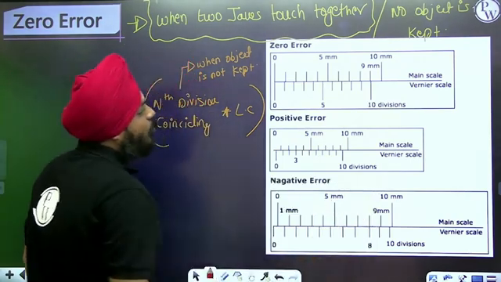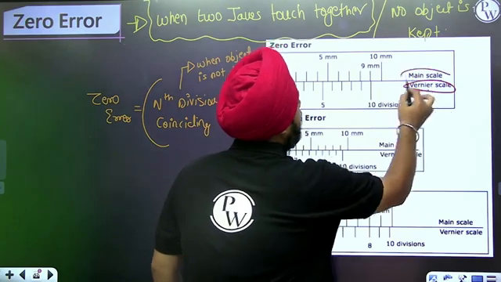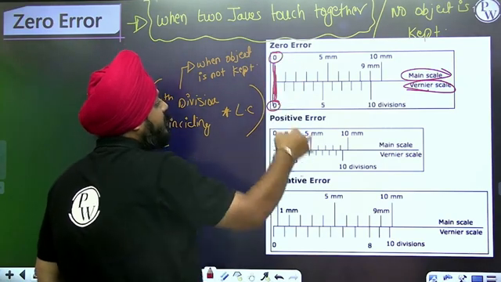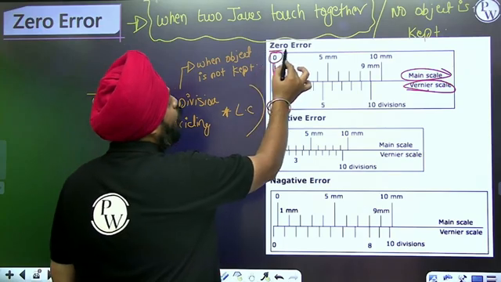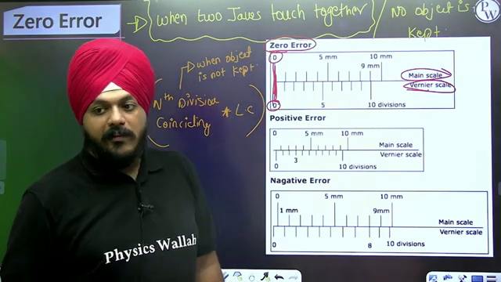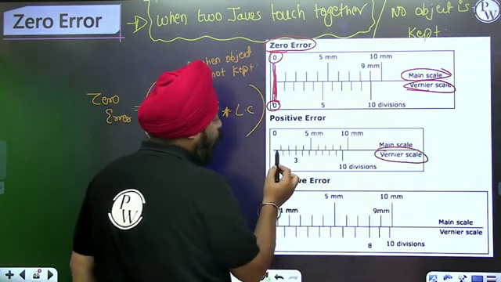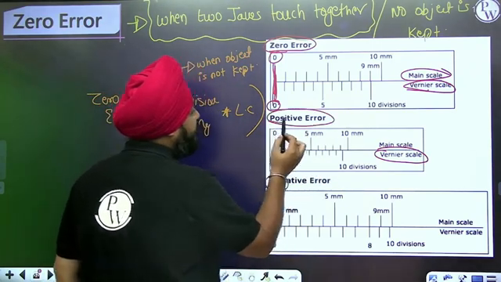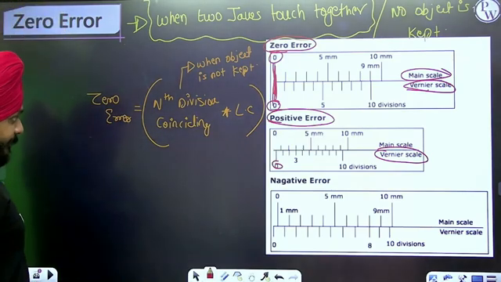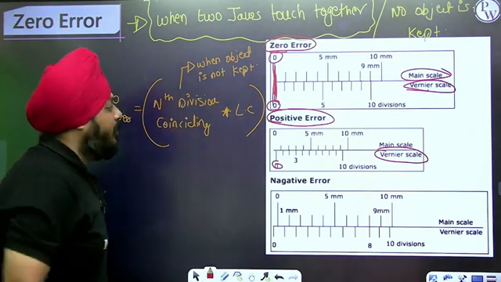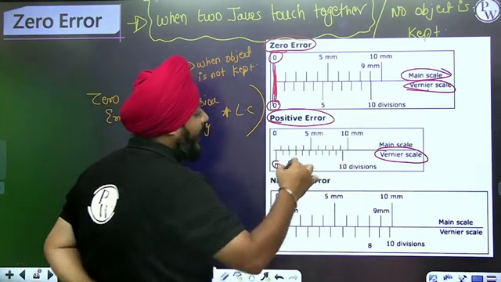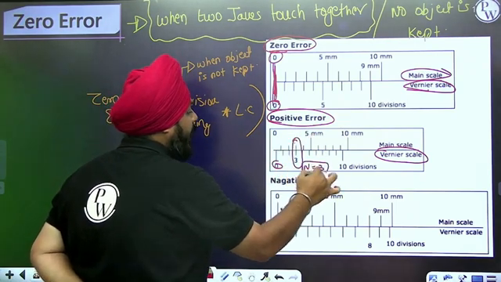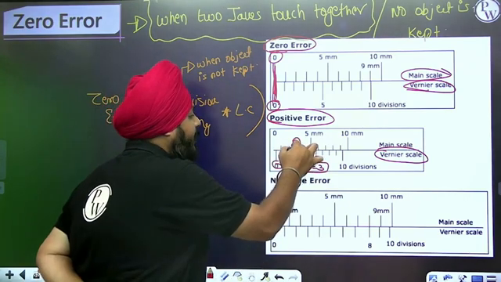Basically, we have three types of zero error. See, this is a Vernier scale and this is a main scale. When the zero of the Vernier scale exactly coincides with the zero of the main scale, then we have no zero error. When the zero of the Vernier scale is ahead of the main scale, then we have the positive zero error. In which, how to calculate the value of n? Which division is exactly coinciding? See here, this is the value of n, 3. The n equal to 3 is exactly coinciding between the Vernier scale and the main scale.